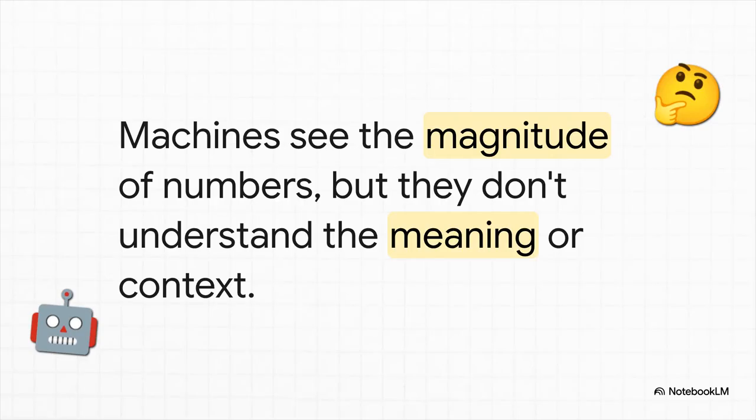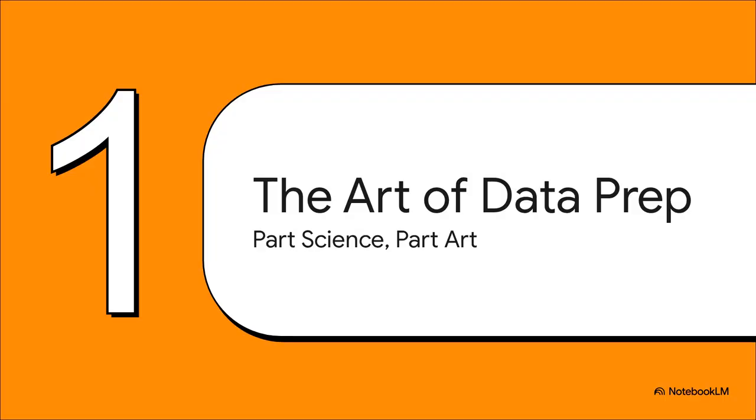And that right there is the heart of the problem. Machines see magnitude, the size of the number, but they have no idea what it actually means. So for any algorithm that tries to figure out how similar things are by measuring the distance between them, like k nearest neighbors, these wild differences in scale can just completely throw it off and lead to some seriously wrong conclusions.